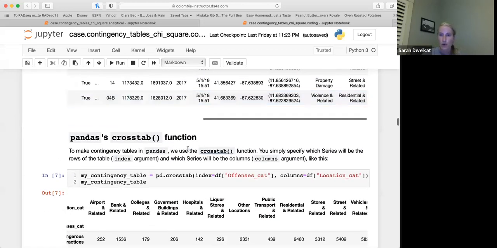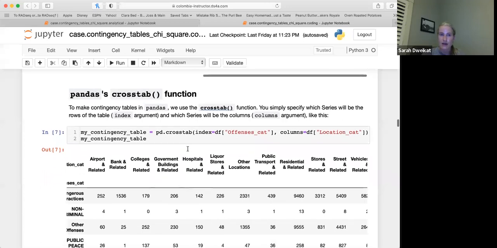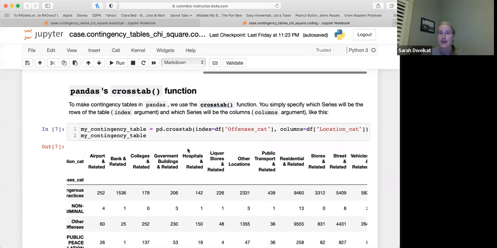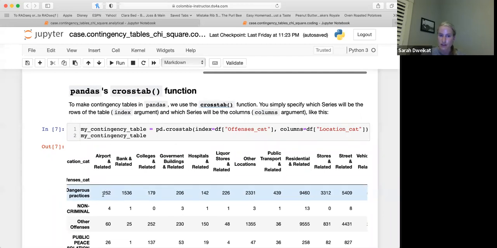So now that we have organized our data in the correct way, what we want to do is make that count table, that contingency table. A contingency table is super easy to make in Python. All you do is use the crosstab function. To make our contingency table, which remember had those raw counts, it has here, for example, that 252, remember, was the number of crimes that were dangerous practices that happened in an airport or related.